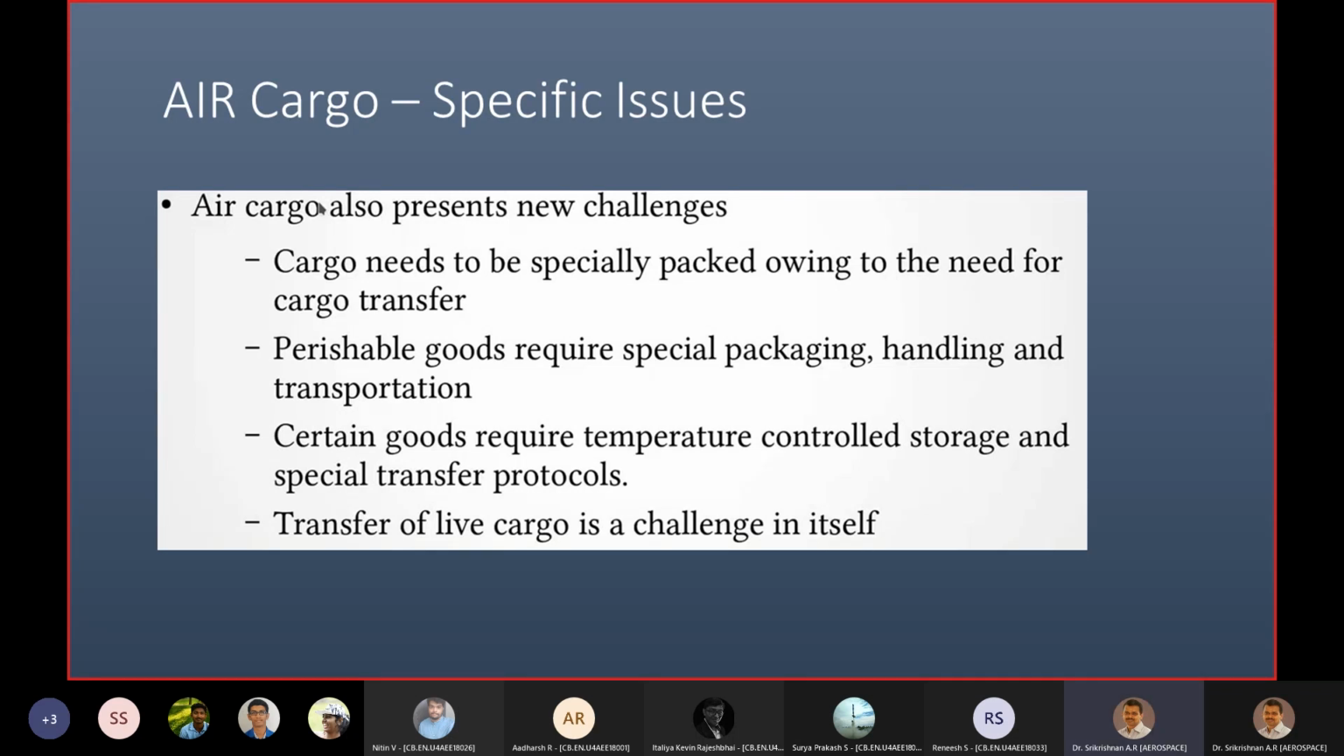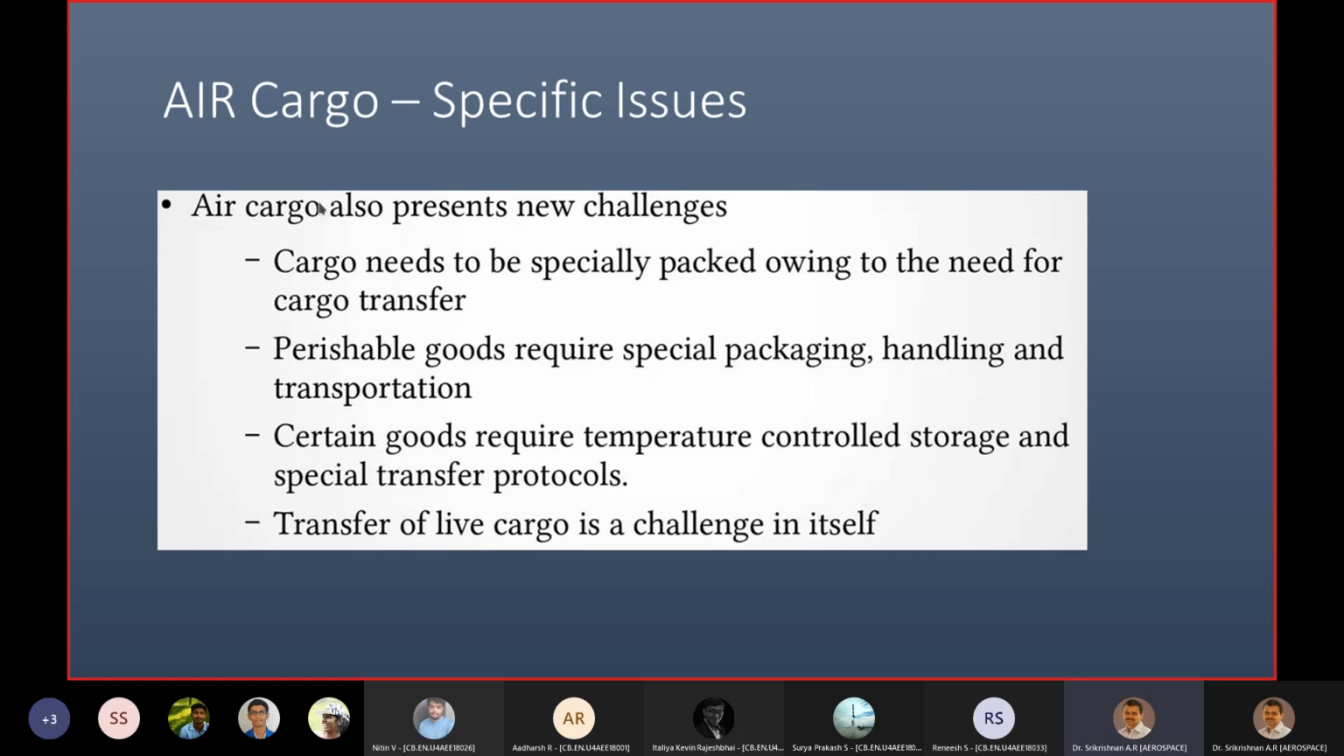That's not possible. It has to be packed specially. So right from the beginning, there should be a plan to send something by air cargo, and the packing, how it is going to be packed, loaded, unloaded, etc., has to be planned a priori. So packing is an important requirement.